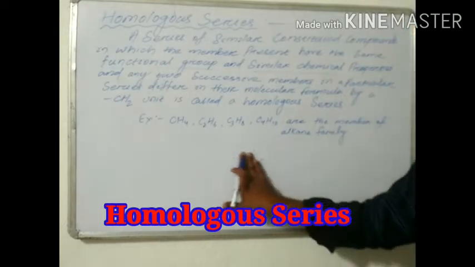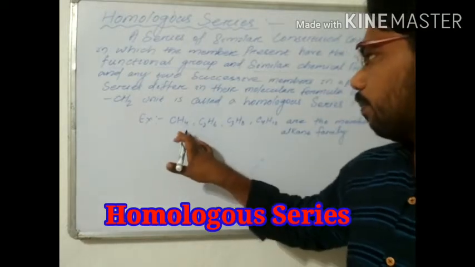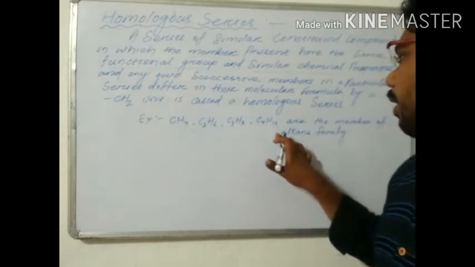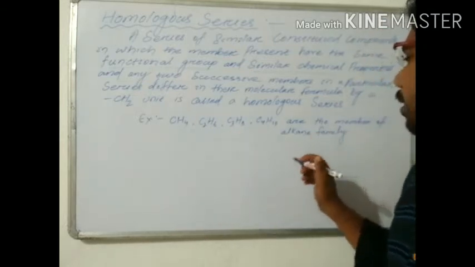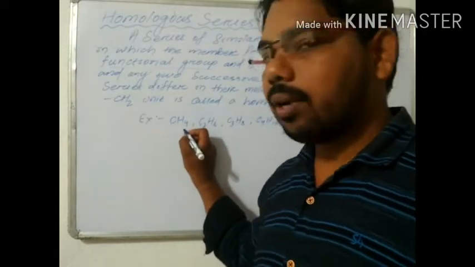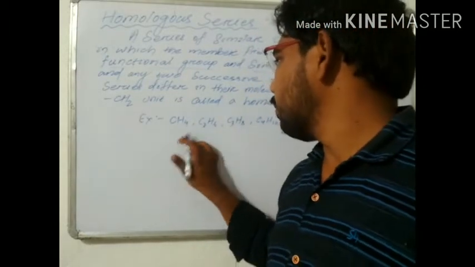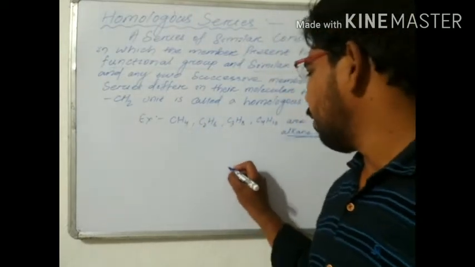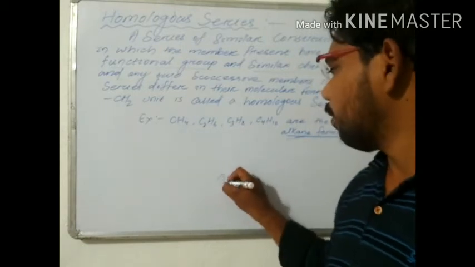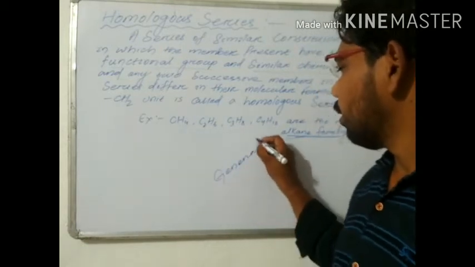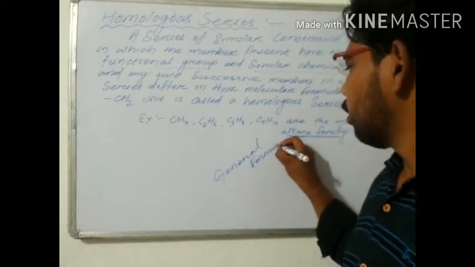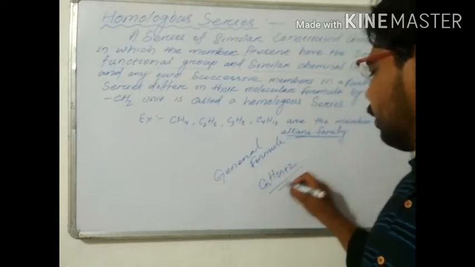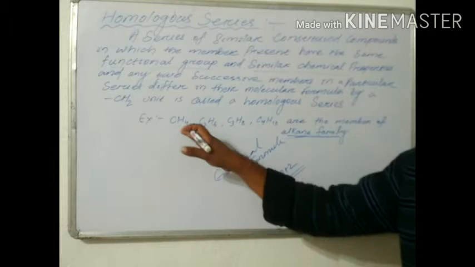Let us discuss an example of this: CH4, C2H6, C3H8, C4H10. These all differ by a CH2 group. Here there is one carbon and four hydrogens, and the next compound differs by CH2. This group is known as the alkane family. In the alkane family, all the compounds have one general formula, which is CnH2n+2. According to this general formula, all these compounds are formed.